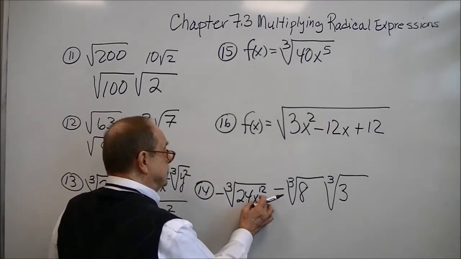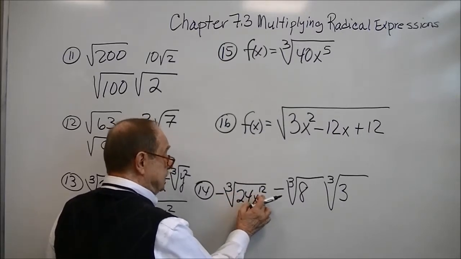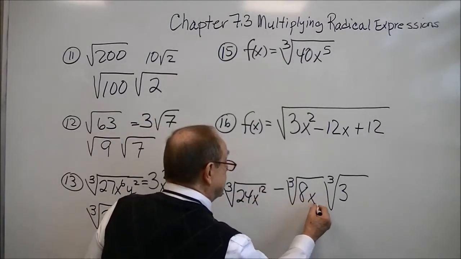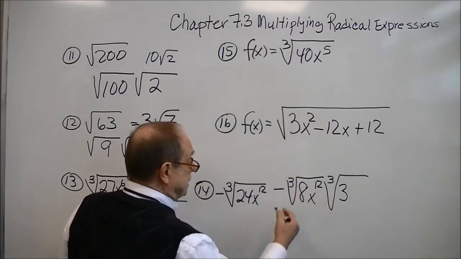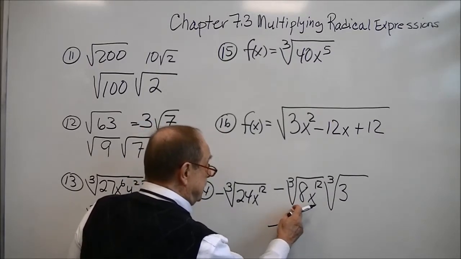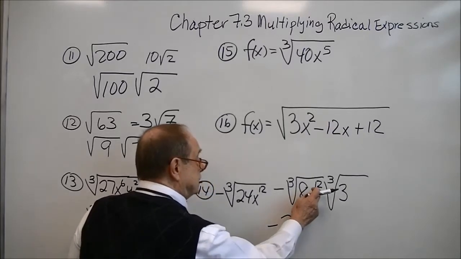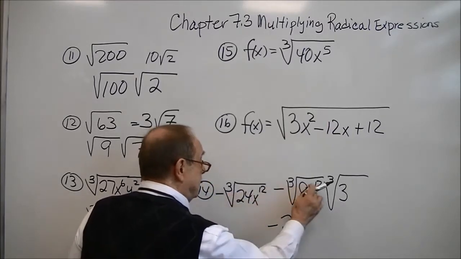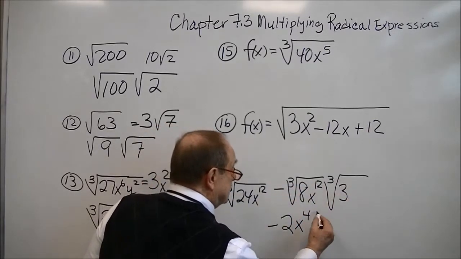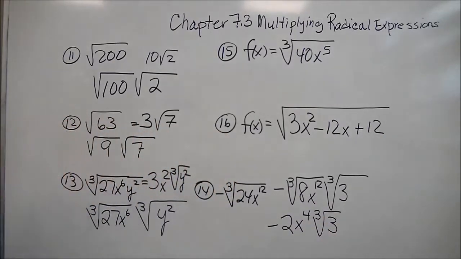Now, x to the 12th. Is that evenly divisible by 3? Yes, so that's a perfect cube. So this then will become a negative. Cube root of 8 is 2. Cube root of x to the 12th, remember we're just going to divide it by 3, is x to the 4th, and then what's left over, the third root of 3.